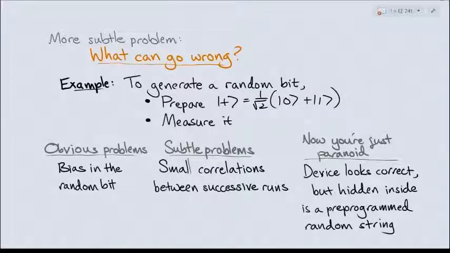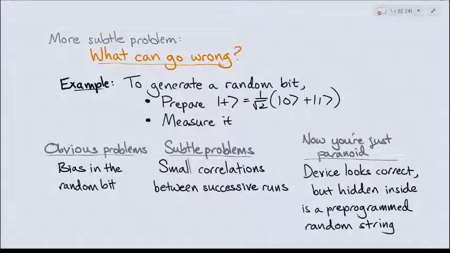But you might also worry about more subtle problems in your experimental system. For example, maybe something about it results in slight correlations between the first time you extract a random bit and the second time, or between the first time and the last time. And so you'd want to worry about these kinds of problems as well.